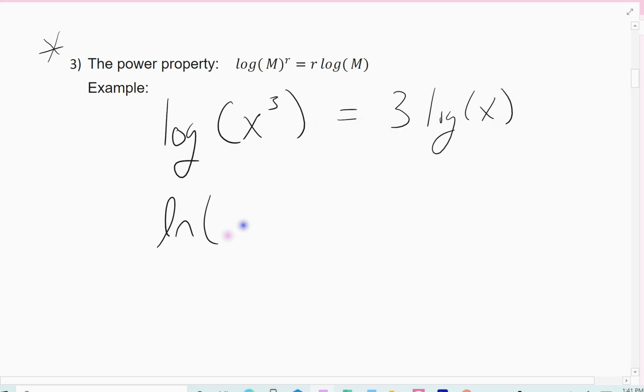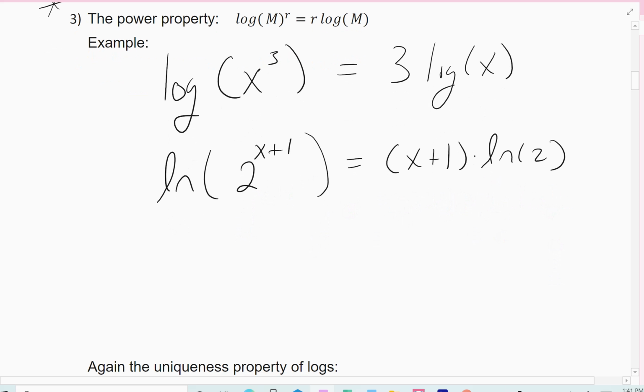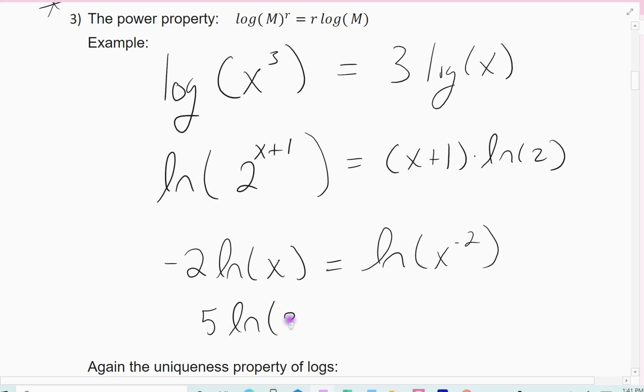Or if I had the natural log of 2 to the x plus 1, I can rewrite that as x plus 1 times the natural log of 2. Right, which helps us out when we go to solve stuff because it gets rid of the exponent. I can work in reverse too, right? If I've got negative 2 times the natural log of x, I can rewrite that as the natural log of x raised to the negative 2. Or if I've got 5 natural log of 3, I can rewrite that as natural log of 3 to the 5th, which I can then solve.